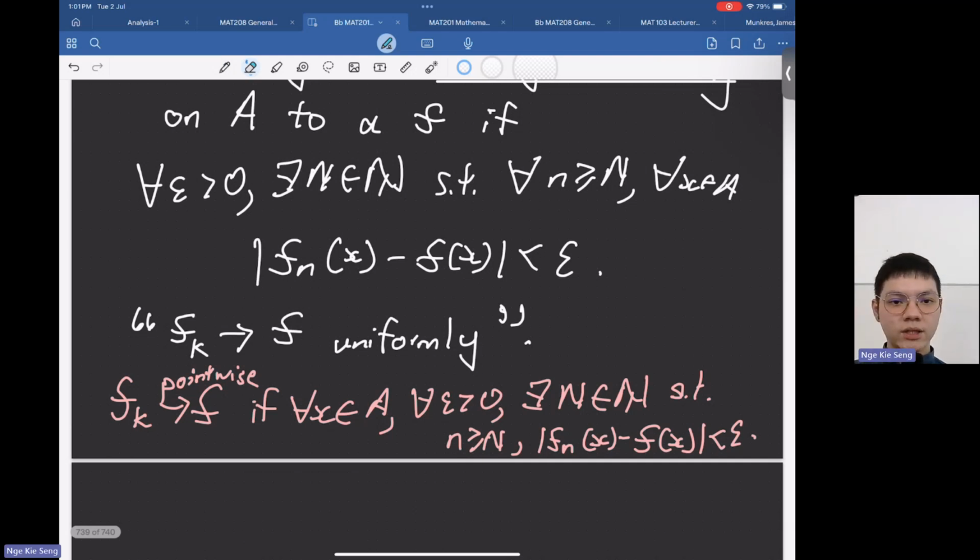Okay, let's do one proof before we take a break. The theorem: uniform convergence preserves continuity.